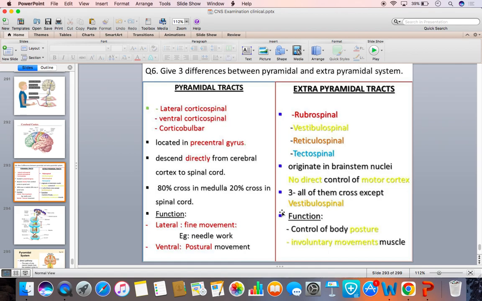Ventral is responsible for the postural movements. Coming to the extrapyramidal tracts, we have rubrospinal, vestibulospinal, reticulospinal, and tectospinal. They originate in the brainstem nuclei. No direct control of motor cortex. Three out of the four cross, except the vestibulospinal. What are their functions? Control body posture and involuntary movements. Lesions result in disorders, features which I described already.